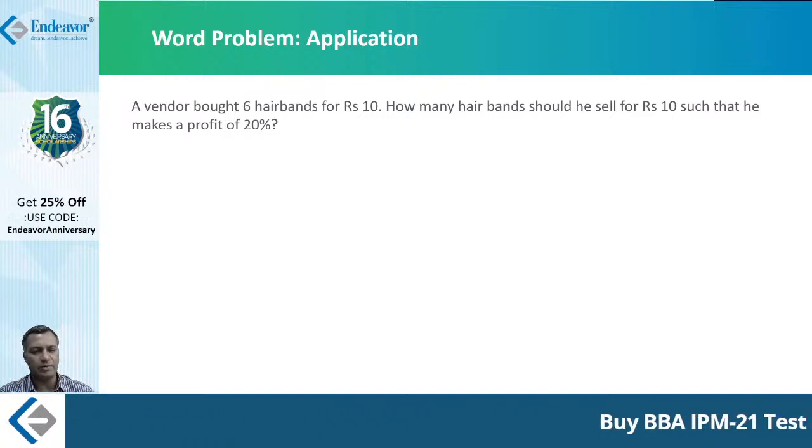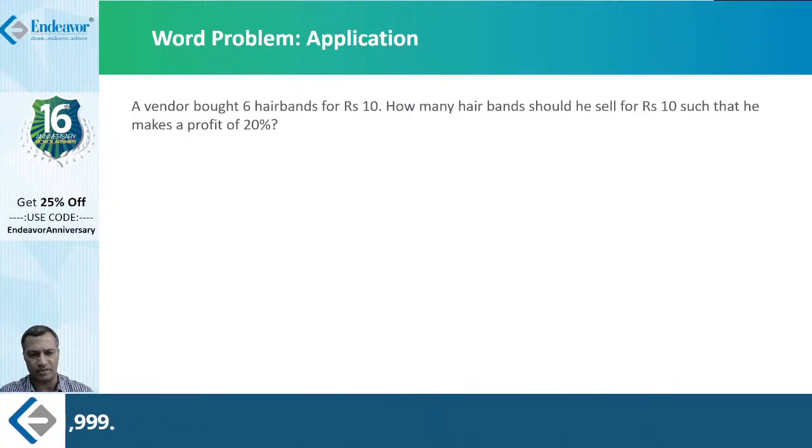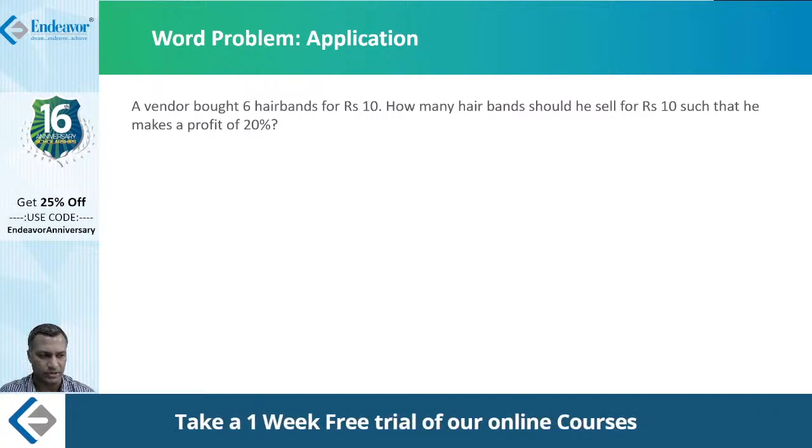A vendor bought 6 hairbands for rupees 10. How many hairbands should he sell for the same rupees 10, such that he makes a profit of 20%? He's buying at 10 rupees, selling also at 10 rupees, and there should be a 20% profit. Therefore, what is the quantity to be sold?